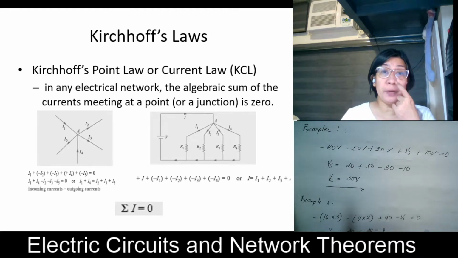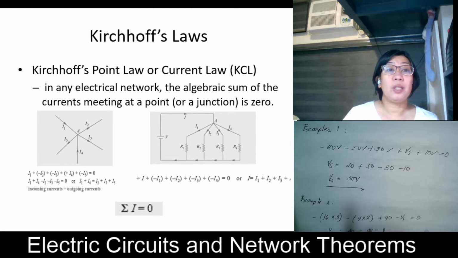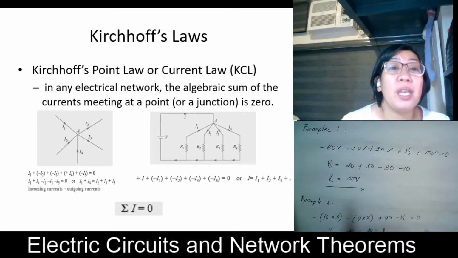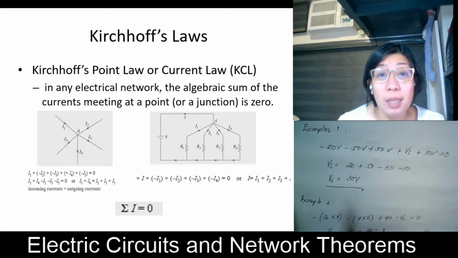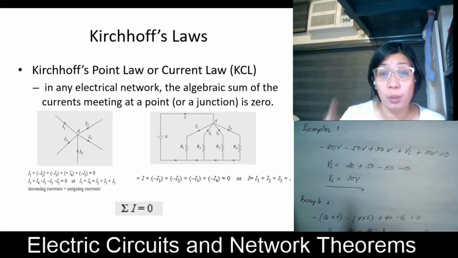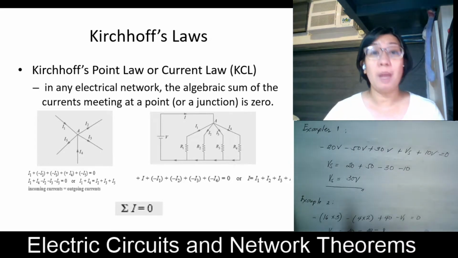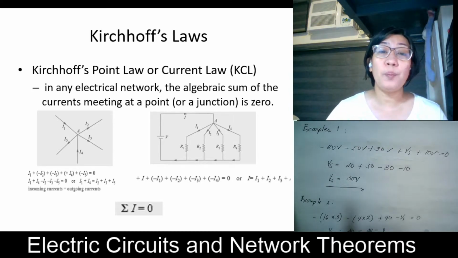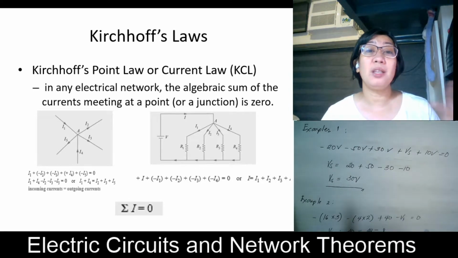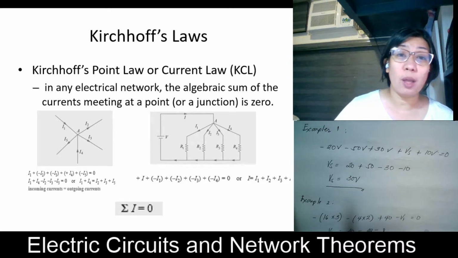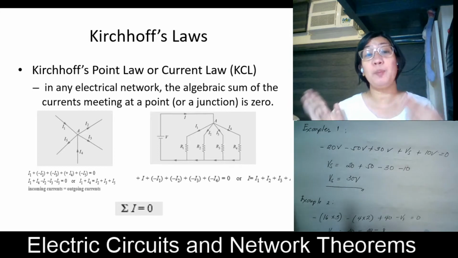So we have here the first law. We call this the Kirchhoff's point law, or the Kirchhoff's current law, or simply KCL. Okay, Kirchhoff's current law. It says here, in any electrical network, the algebraic sum of currents meeting at a point or a junction or a node is equal to 0. So to be very simple about that, we're going to assume that all currents entering a specific node is just equal to the currents leaving that specific node.